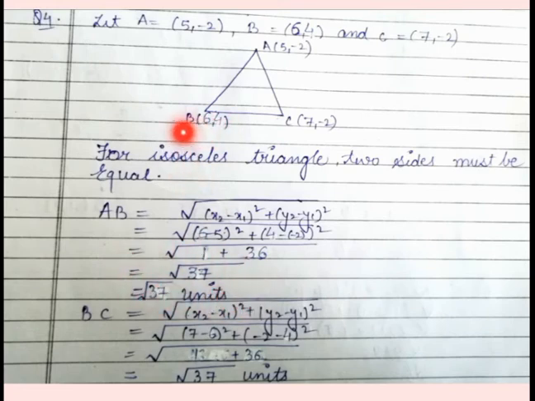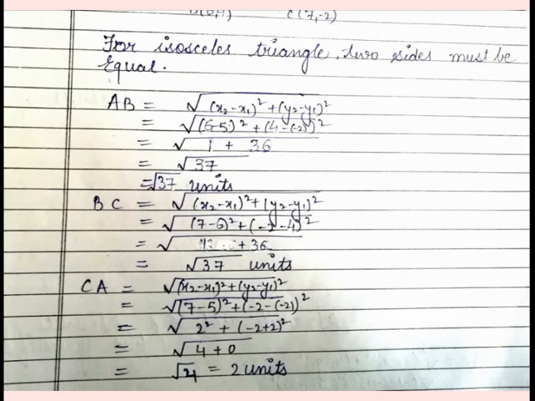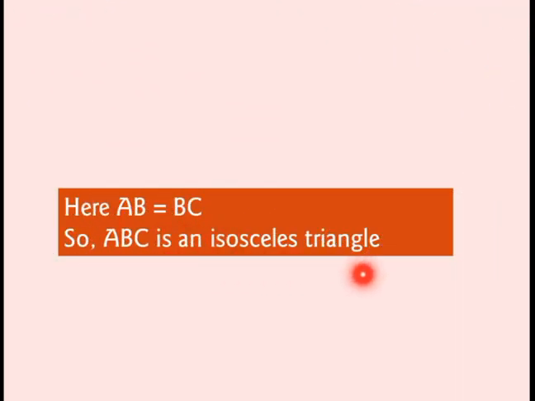Now let's find the distance BC. Under root (x2 minus x1) whole square plus (y2 minus y1) whole square. You will see that distance between B and C is under root 37 units. Similarly, you can find distance between C and A. Distance between C and A will be 2 units. Now we can see that distance of AB and BC is equal. Both are under root 37 units. Means 2 sides are equal. AB and BC sides are equal. So ABC is an isosceles triangle.